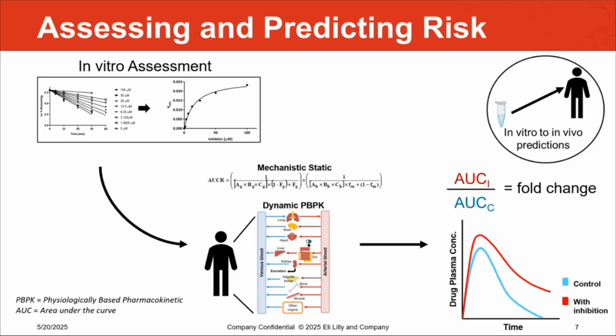In either case, we generate what's called an AUC ratio, or a fold change in the exposure of the drug in the presence over the absence of a particular inhibitor. And so from that AUC fold change, we can then understand the potential risk and the severity of that risk, from weak to moderate to strong types of inhibition that we may potentially see with our new drug against the victim drug.